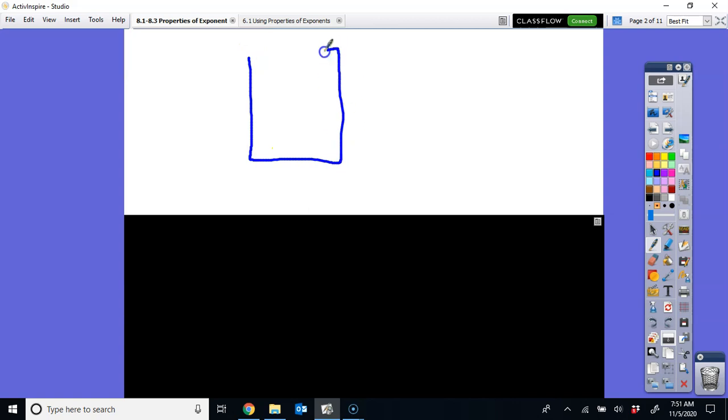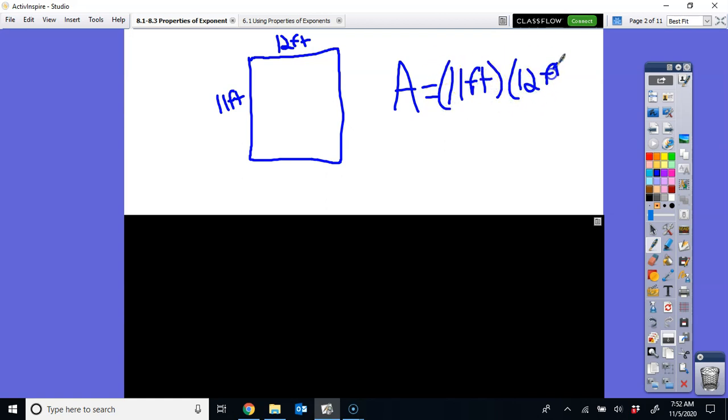your house, and I'm just going to give a room of your house that is 11 feet by 12 feet, and you wanted to find the area. You would do 11 feet times 12 feet, and you would multiply 11 times 12, and you would get your answer of 133 feet squared. Now, where did the feet squared come from?